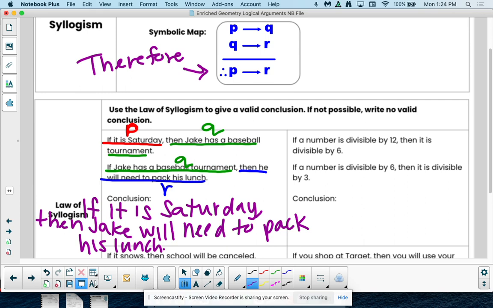Okay, let's try another one. If a number is divisible by 12, then it is divisible by 6. If a number is divisible by 6, then it's divisible by 3. Is there a valid conclusion we can make? Does it follow the right form? So what is our conclusion? If a number is divisible by 12, then it's divisible by 3.